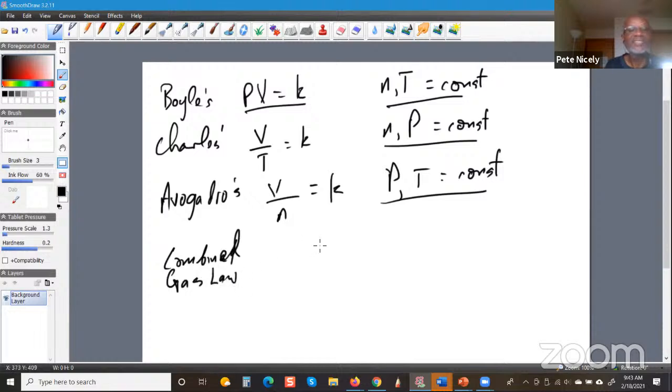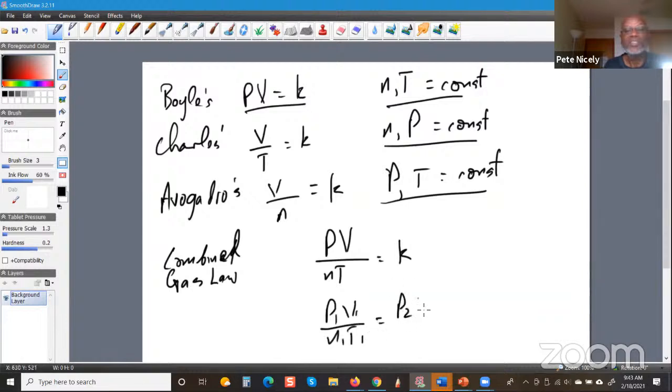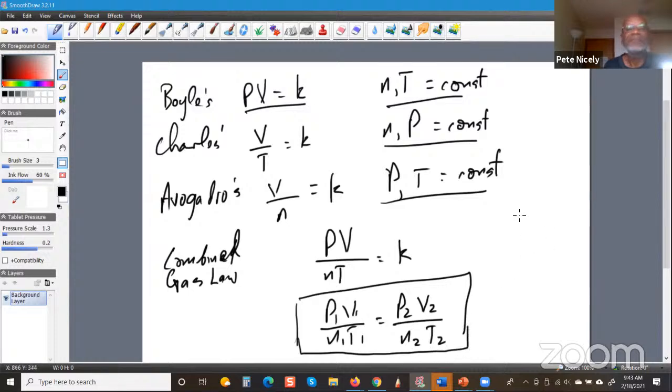And basically what that law says is that PV over NT is equal to a constant. So if you have the 4 variables changing, then when you put them in this equation, you should get a constant, right? Another way of stating this would be P1 V1 over N1 T1 equals P2 V2 over N2 T2. So this is another way of expressing the combined gas law. That's the combined gas law, which is used when all 4 variables change.